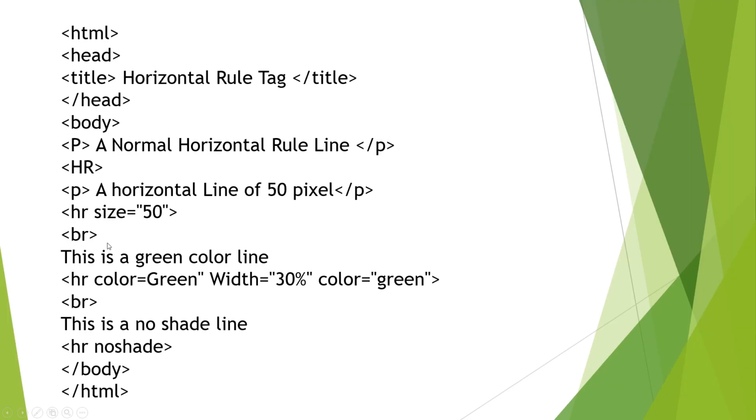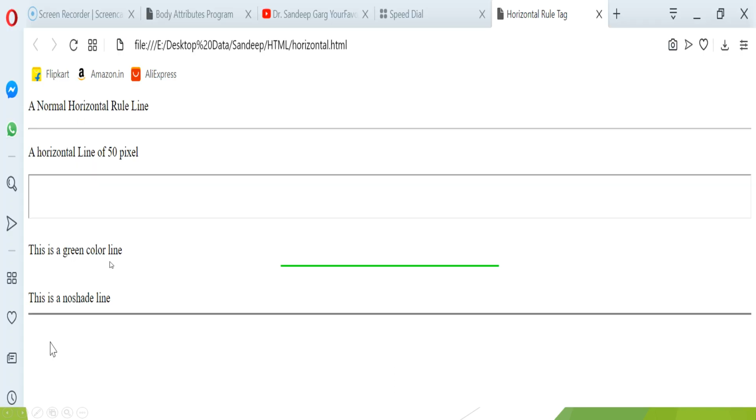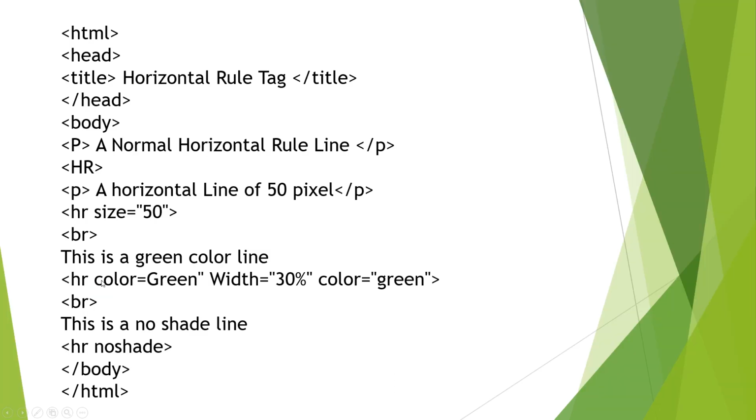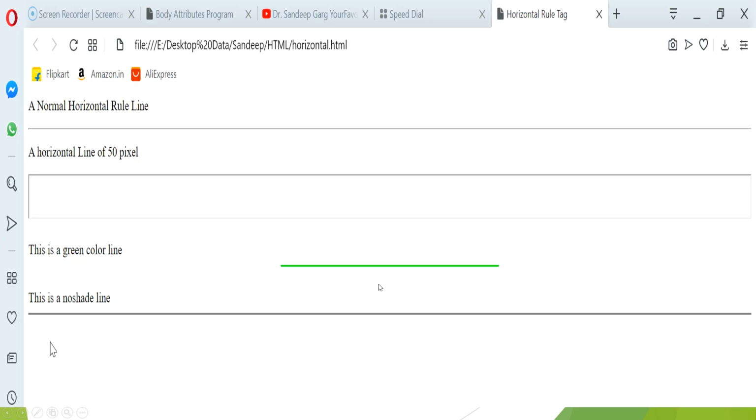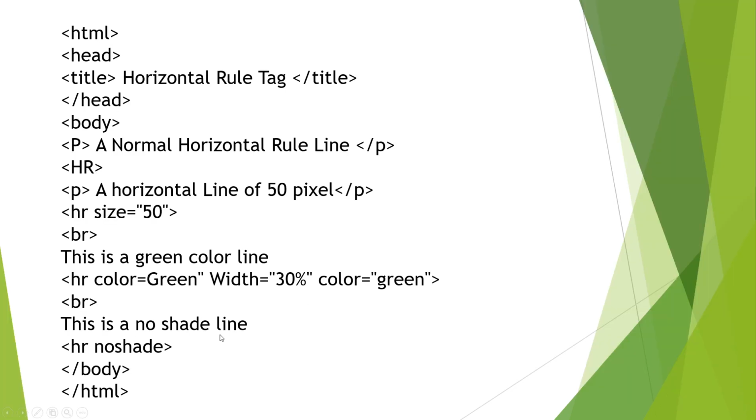Next, afterward, next line. This is a green color line. This message will be displayed. This is a green color line. Again, I have made one more line. HR, the color of that line is green. Width is 30% and color is green. See now. Color is green. It is 30% of the full screen. It means 15% from the left side, 15% from the right side. It is in the center position.